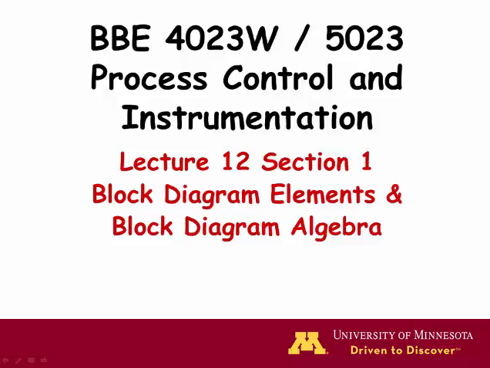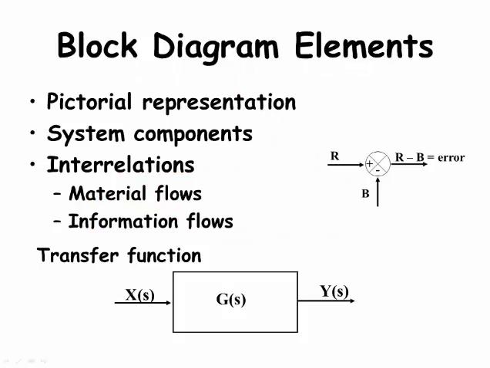This section describes the process figuratively. Block diagram elements are simple pictorial representations of all of the elements of a closed-loop process control system. Block diagrams illustrate all of the key system components and their interrelations. Block diagrams can be used to show the material flows and information flows, and much of the block diagram is based on the concept of a transfer function, which has an input function X of s in this slide and an output function Y of s in this slide, and they are related based on the function G of s.